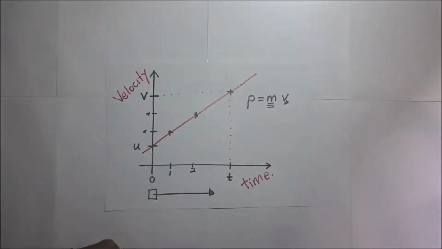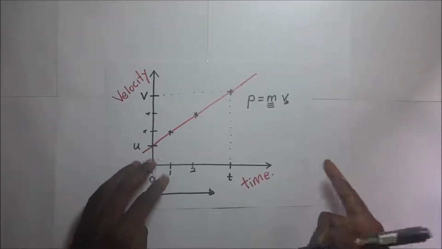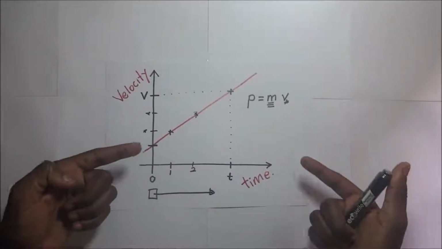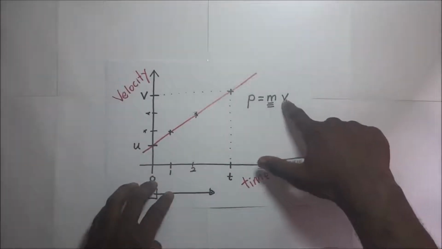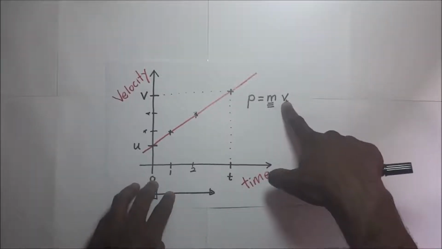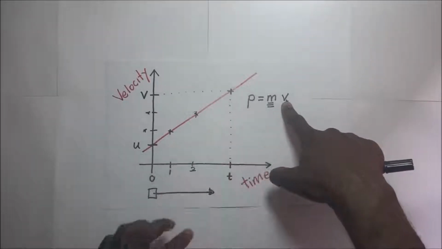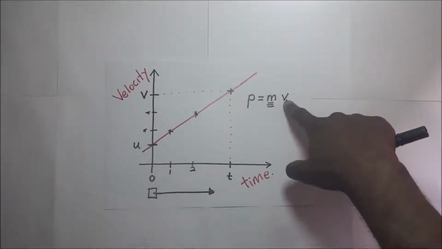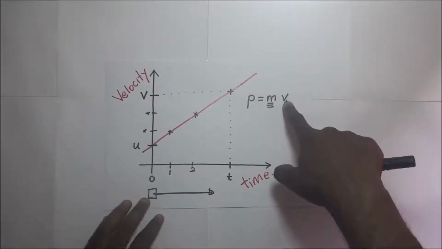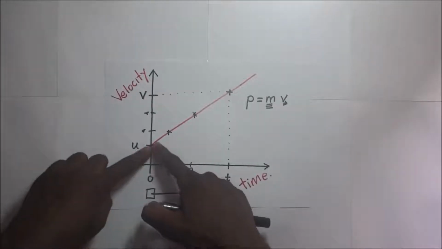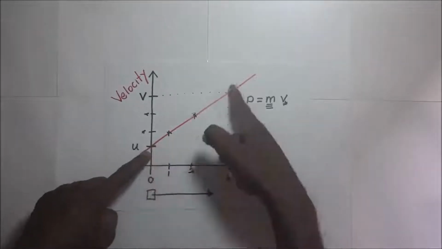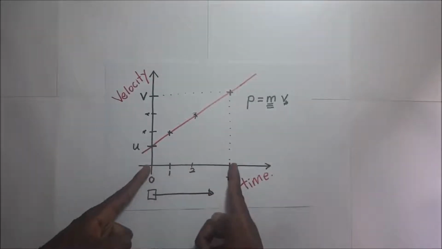So even as the car is moving, its momentum keeps changing depending on the velocity of that body that is moving. If it moves at a higher speed, its momentum will be high. And if it's moving at a lower speed, its momentum will be low. So what does this mean? This simply means that as this velocity keeps changing, whether the velocity is very high or very low, it is changing with respect to time.